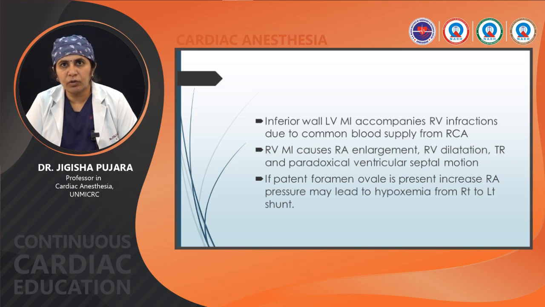If a patent foramen ovale or an ASD is present in the patient, the increase in RA pressure from RV dysfunction and tricuspid regurgitation, together with paradoxical movement of blood, can cause shunting of blood from right to left, and hypoxemia and cyanosis can occur in a patient with severe RV dysfunction. And of course, a paradoxical thrombus can cause a stroke in the patient.